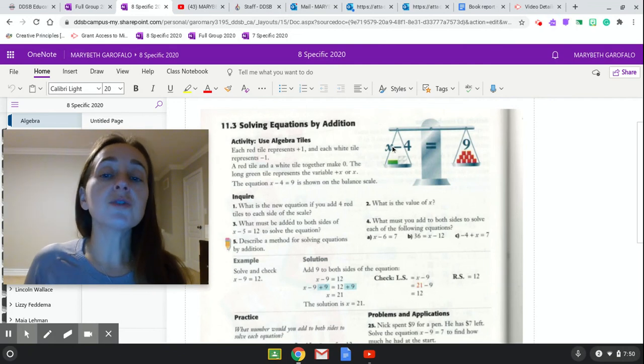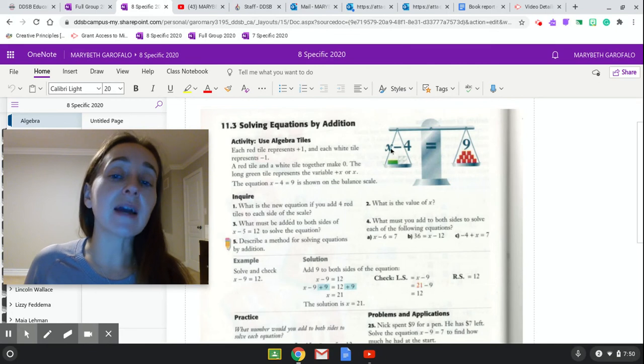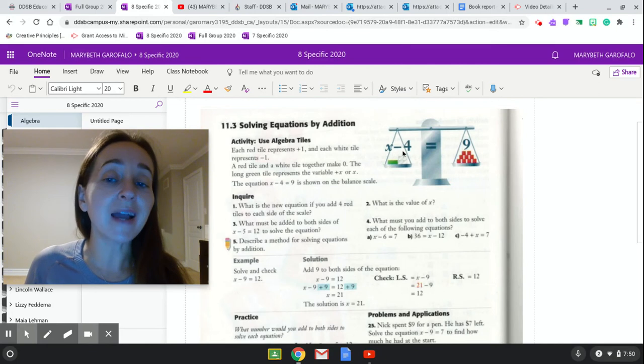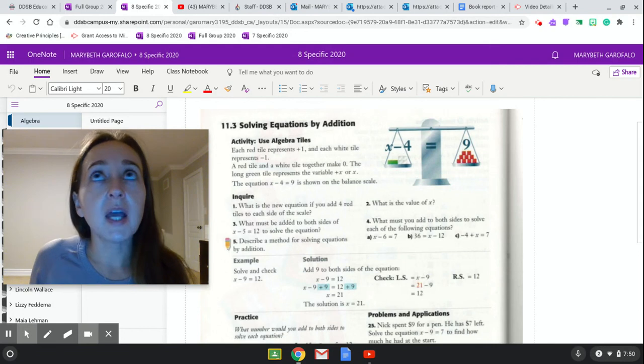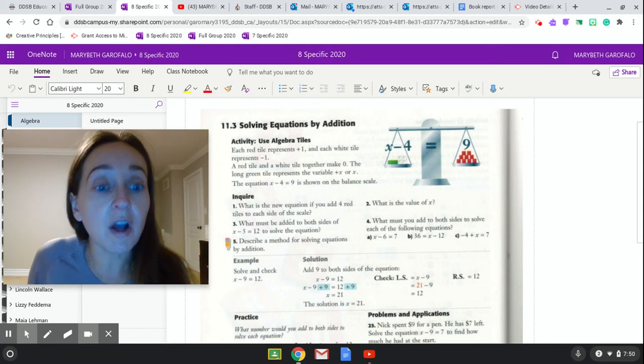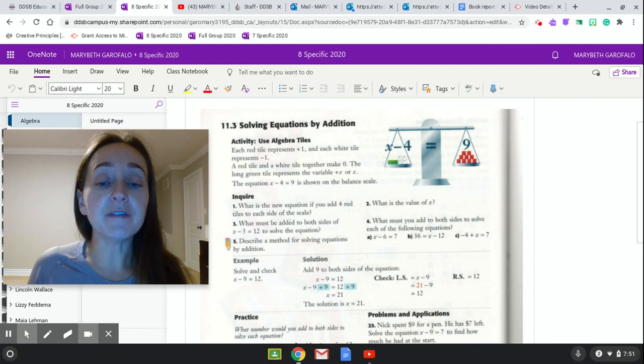So in order to neutralize this minus 4 to make it 0, we have to put the plus 4 beside it, because minus 4 plus 4 add up to a big fat 0, which is what we want, okay? So that the x is by itself.